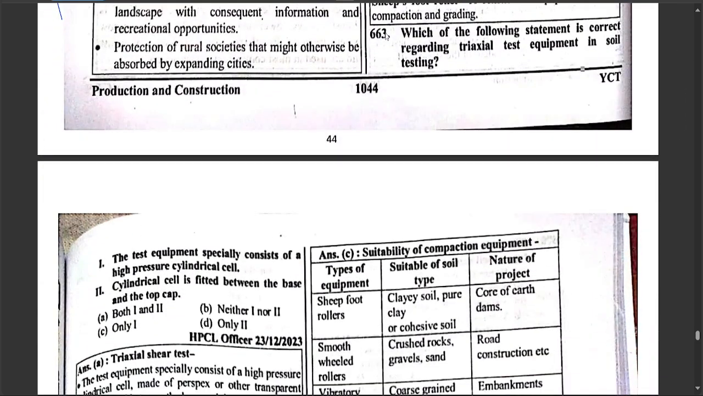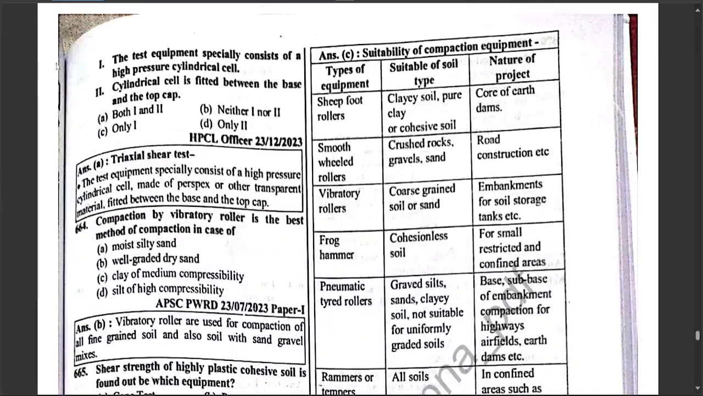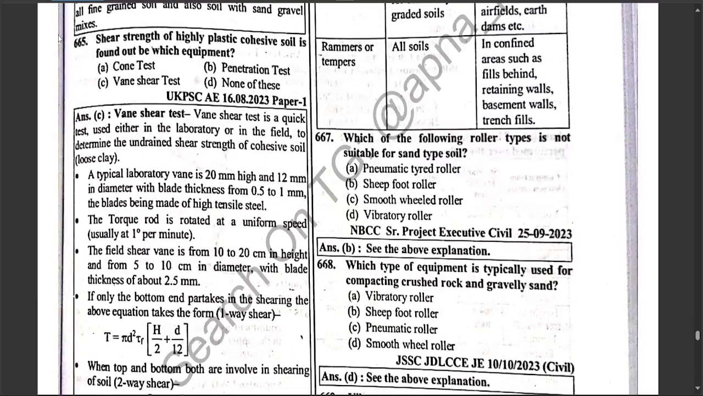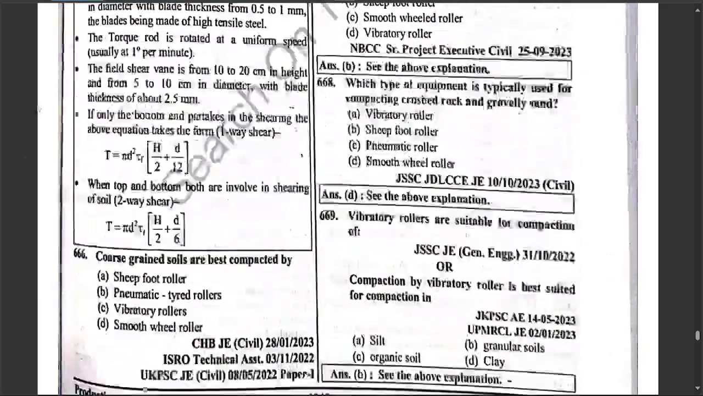Which of the following statement is correct regarding triaxial test equipment in soil testing? First statement, the test equipment especially consists of high pressure cylindrical cell. Cylindrical cell is fitted between the base and the top cap, which is both statements are correct. Compaction by a vibratory roller is the best method of compaction in case of which, in well graded dry sand. Shear strength of highly plastic cohesive soil is found out by which equipment, which is the vane shear test.